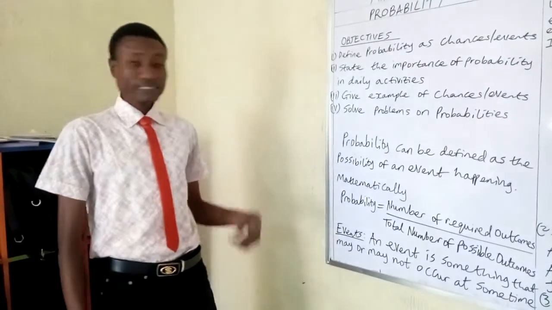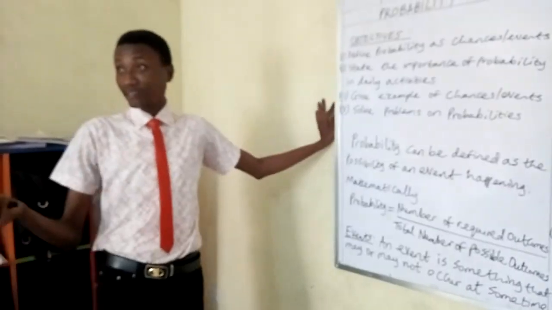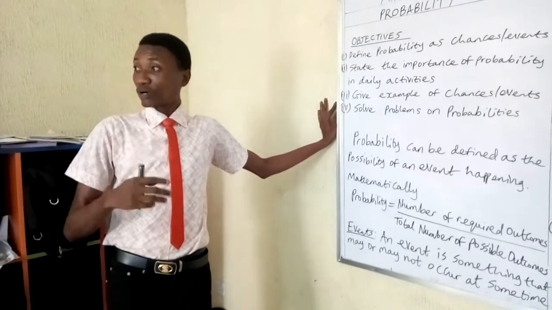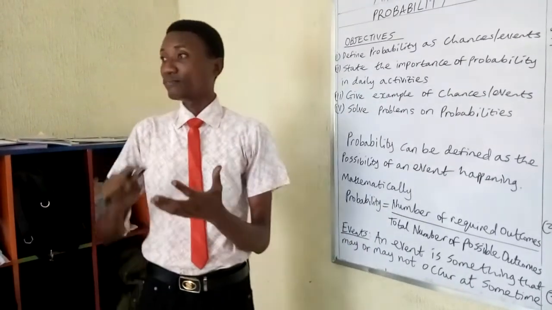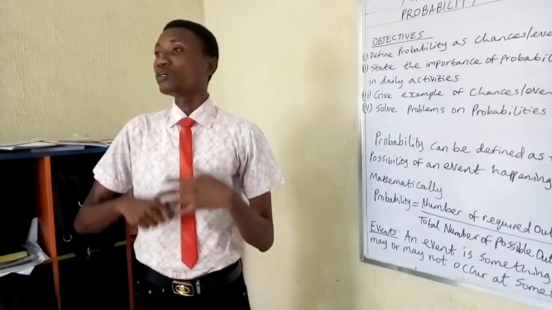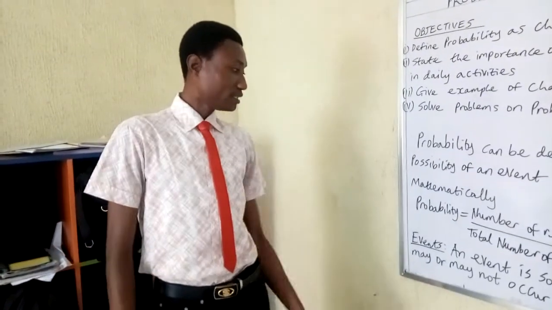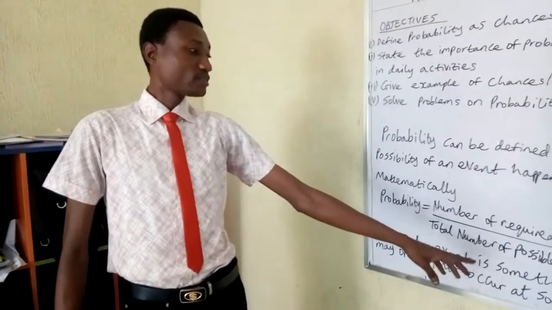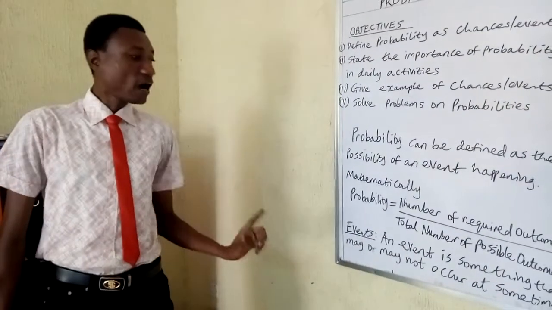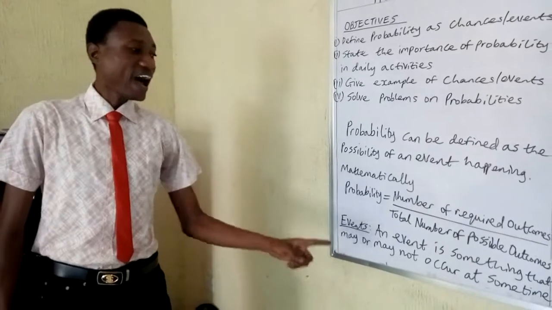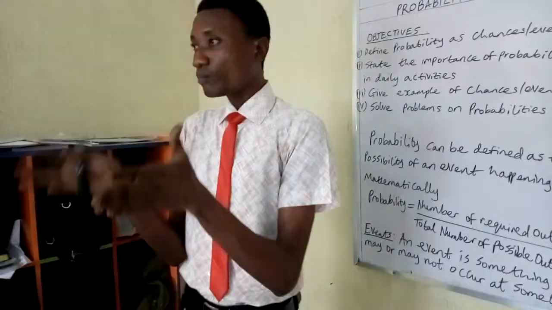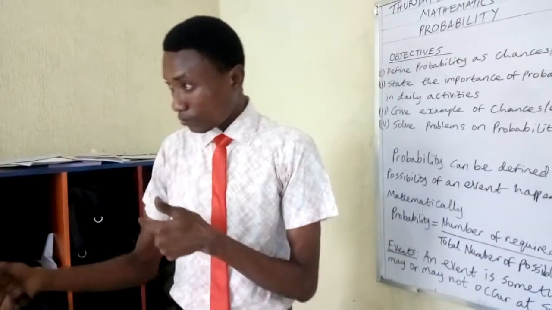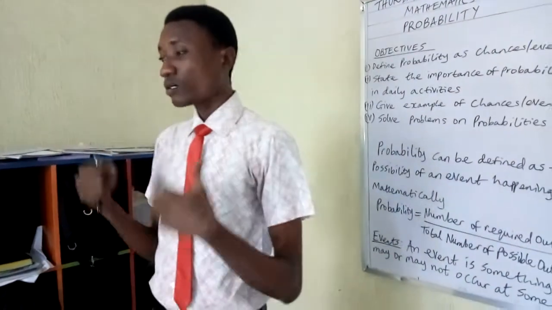Now, let's start with the event. I said the other time that we are going to discuss event because we cannot work on this without understanding event or chance. Now, what's an event? An event is something that may or may not occur at some time. Event, something that might occur or will not occur.